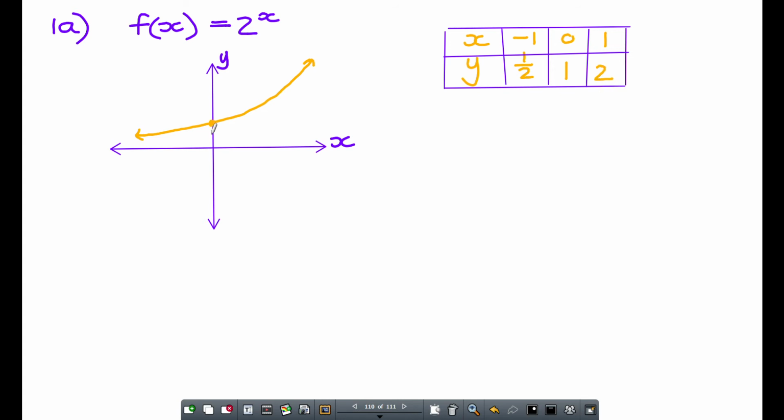Okay, so ons plot die punte. Hier het ek x is 0 en y is 1. Hier het ek x is 1, y is 2. And over there, x is minus 1 and y is a half. Right. Goed, kom ons kyk na die volgende enetjie. Where gx is equal to 3 to the power of x.